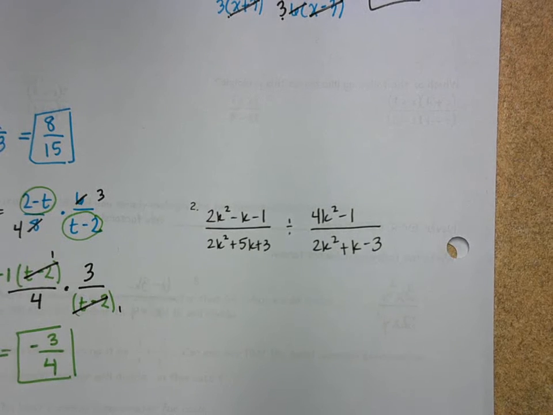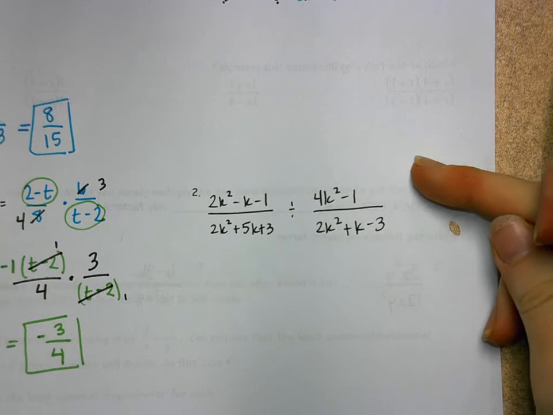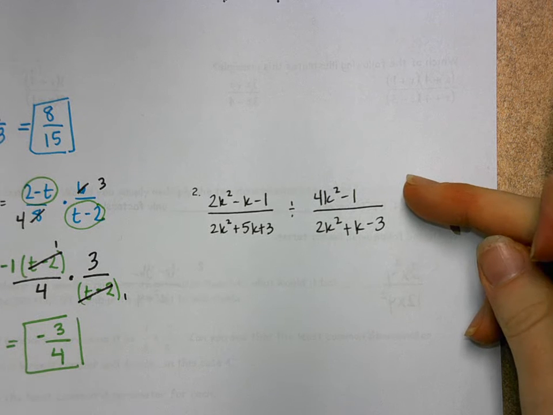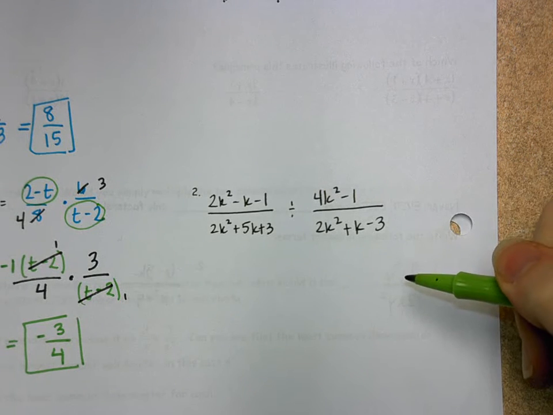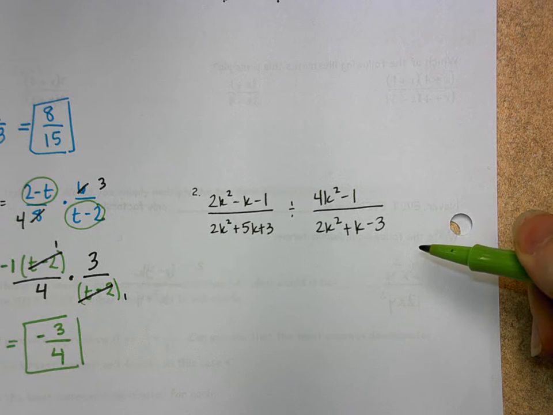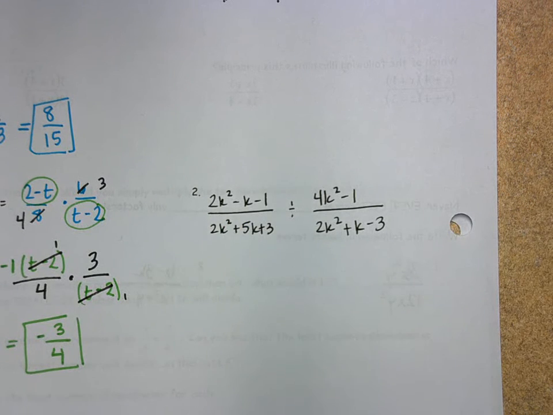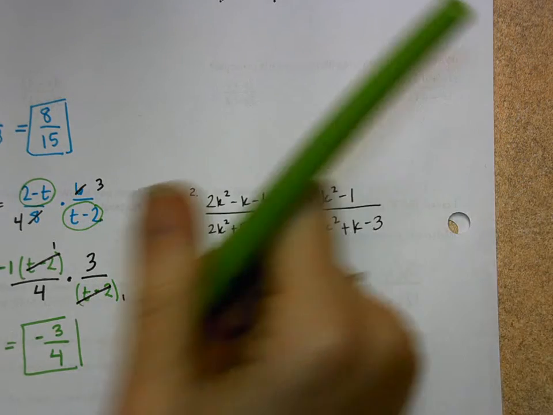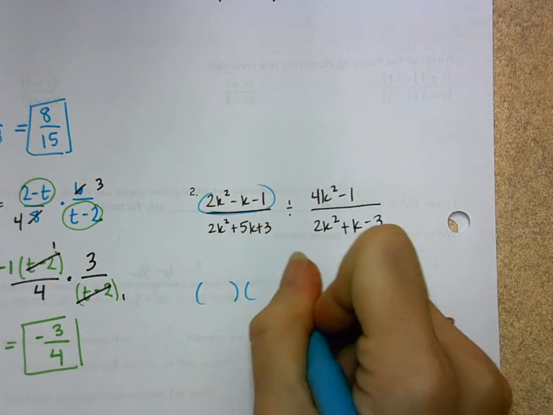Number 2. We know that we do need to multiply by the reciprocal of this expression, but we also need to make sure that we factor it so that we can see any common factors. So looking at 2k squared minus k minus 1, it is a trinomial, so I'm going to go ahead and use the trial and error method.